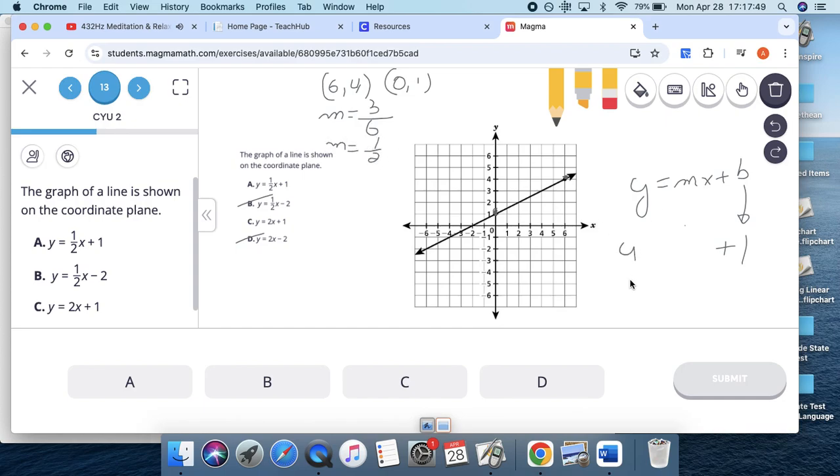So now I can go back here and write the equation in slope-intercept form. M is a half, the slope we just found, so it's 1 over 2x plus 1. Is there anything that looks like that? There.